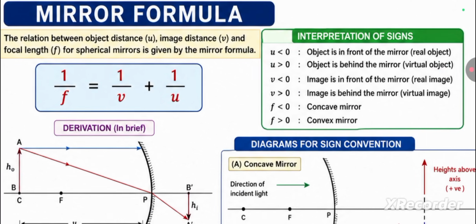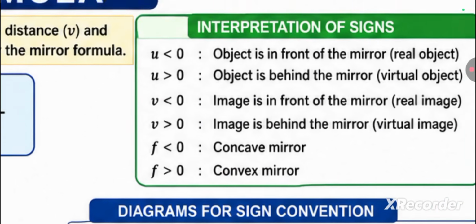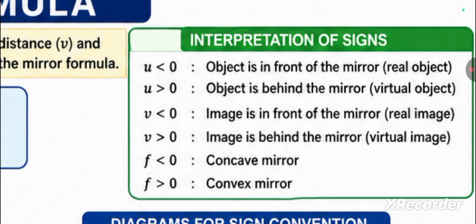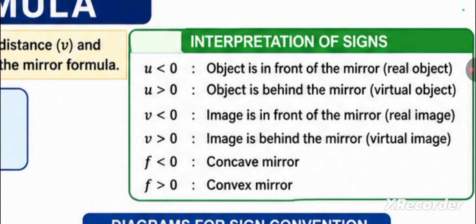Here some important signs are given. u less than 0: the object is in front of the mirror, that is a real object. If u greater than 0, the object is behind the mirror, that is a virtual object. v less than 0, where v means image distance: the image is in front of the mirror, that is a real image.